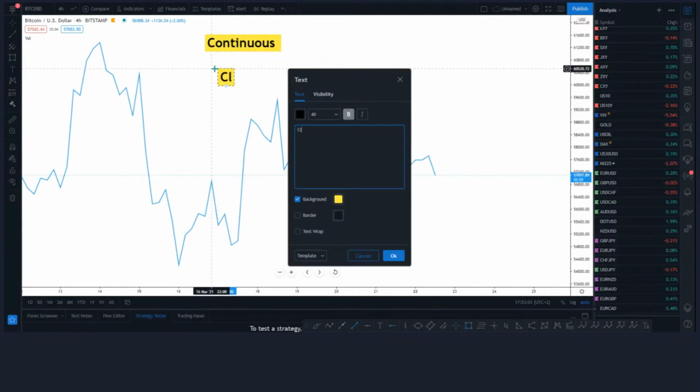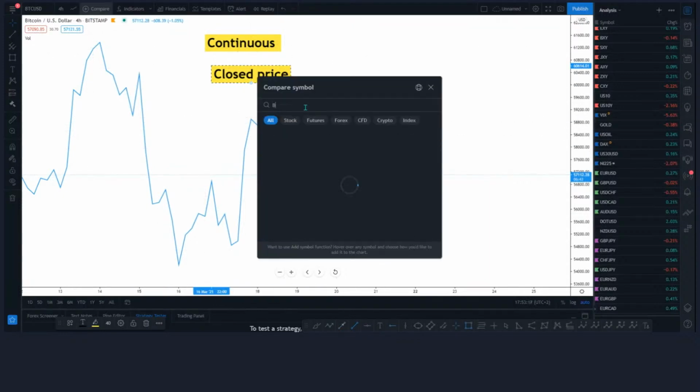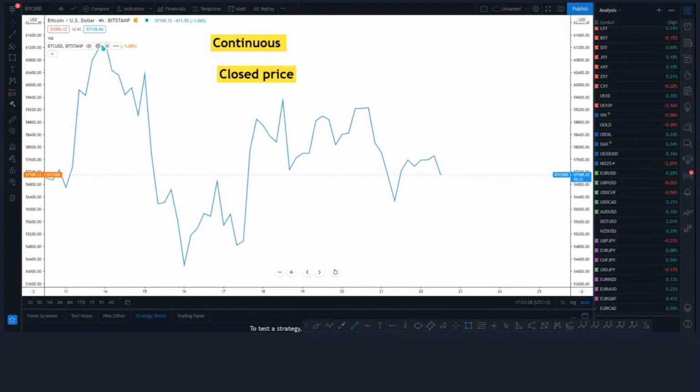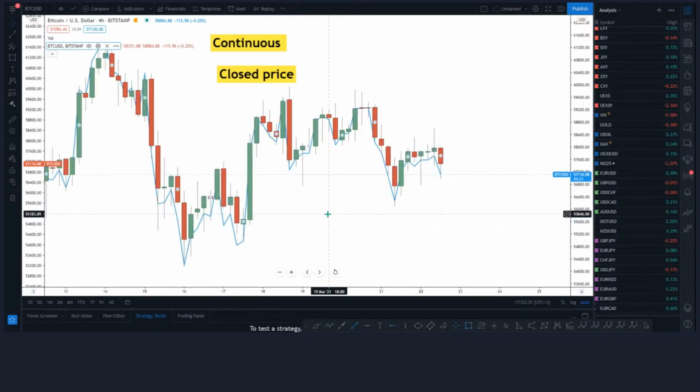Again, it will be based on the close price. I'll show you what it means. I'm going to compare this one, and I'm going to put Bitcoin USD, the same thing here. So what do I get? Yeah, I got that one, the same thing. I'm just going to get candles right here. See, that's what I'm saying. See this line?